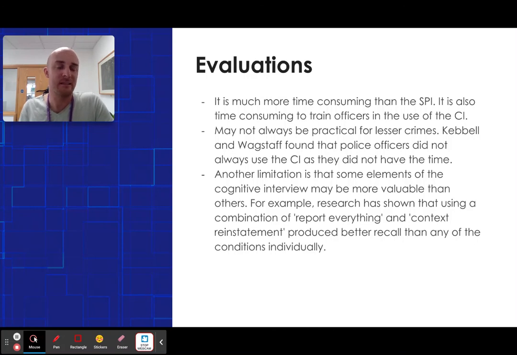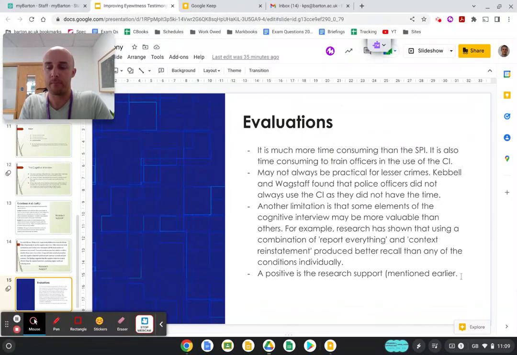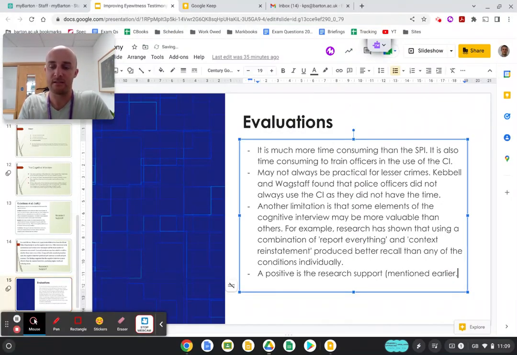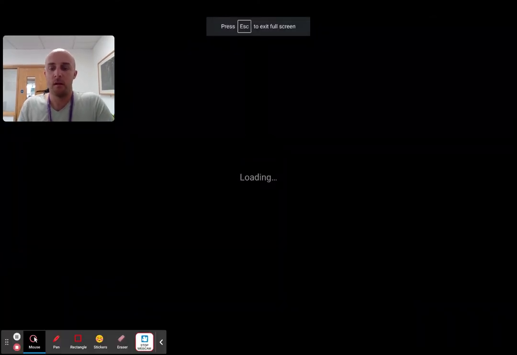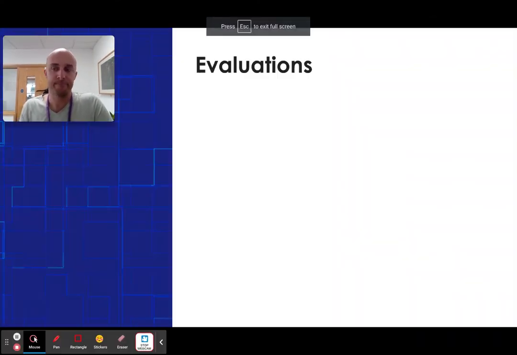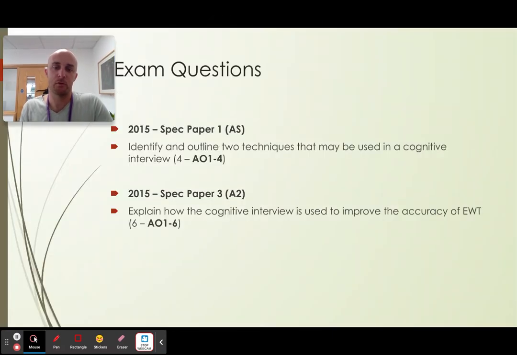And okay, I'm not going to go through this, but other parts are seemingly more useful than other parts, or other elements in the cognitive interview. But as mentioned, obviously, there is research support in the previous slides as well. Now, fine. Brilliant. Top notch.